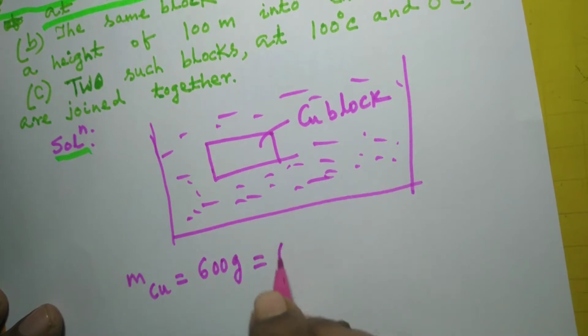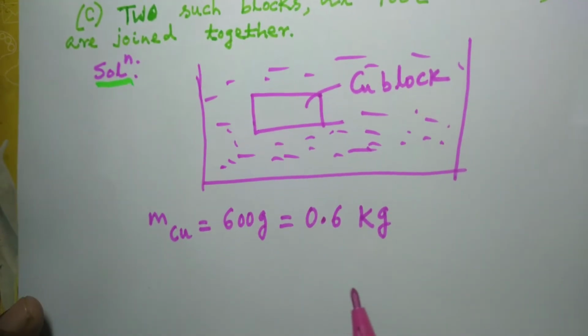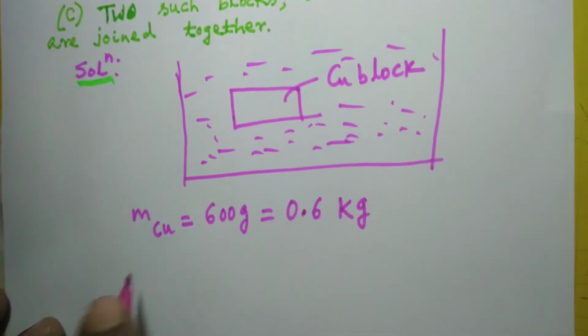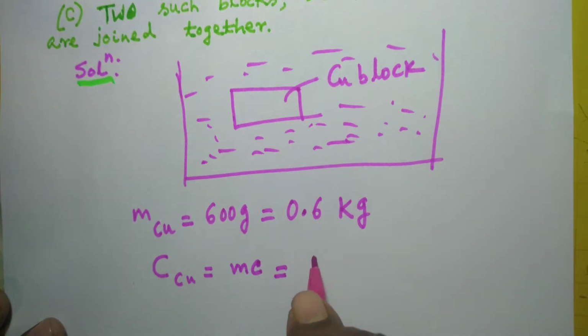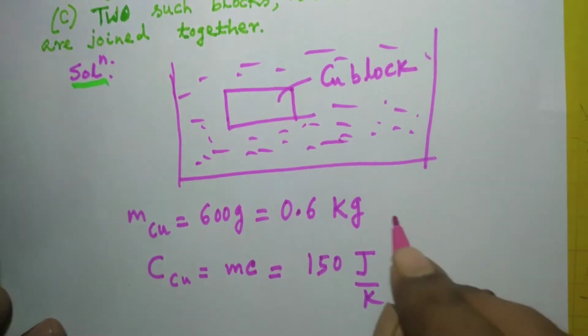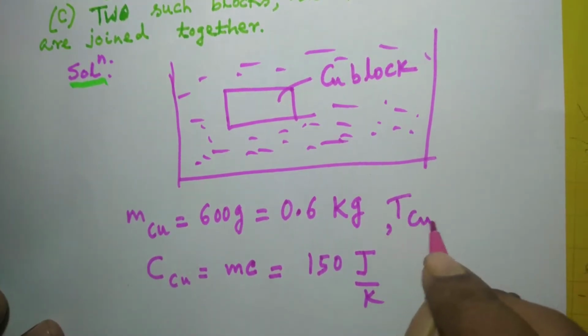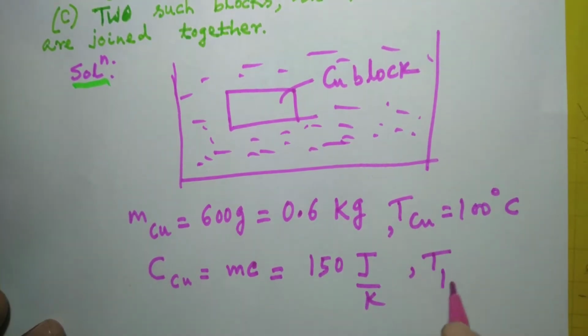So mass of copper block is 600 gram. That is 0.6 kg, and the capital C of copper block is equal to product of mass and specific heat, which is in fact given, and it is 150 joule per Kelvin. And the temperature of copper block is 100 degrees Celsius and temperature of lake is 8 degrees Celsius.